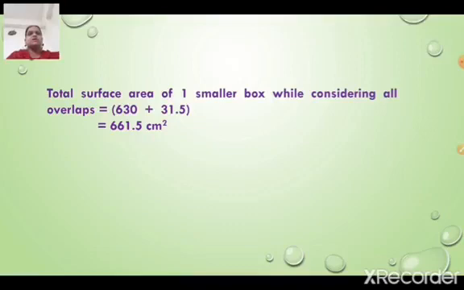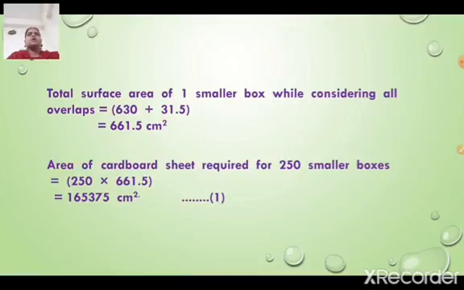So till here, is it clear to all of you what steps we have done? First we found the total surface area, then found the overlapping area and added the total surface area plus overlapping area to get the total surface area of one smaller box considering the overlap. Is it correct? Let us see the next step. The next is what? Area of cardboard sheet required for 250 smaller boxes. So now 250 boxes, each smaller box area is 661.5. If you multiply, you will get the answer as 165375, means what?